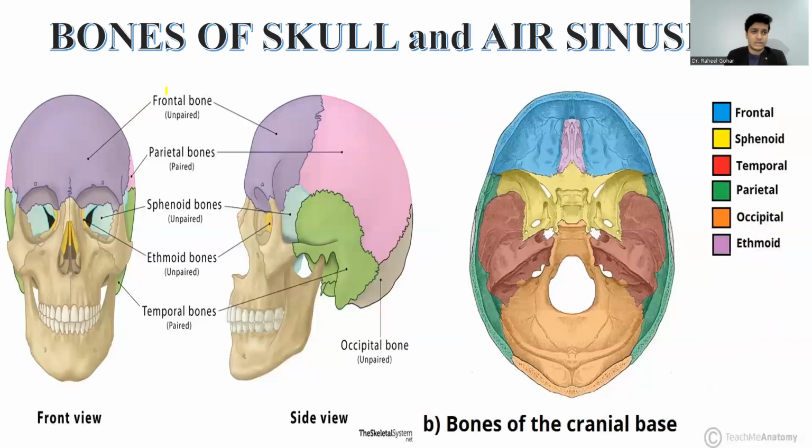Now let's discuss the bones of the skull. Most of you know about these bones. This is the purple color bone. This is the frontal bone. Laterally you can see this is the parietal.